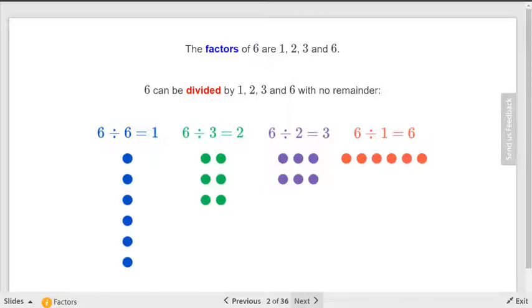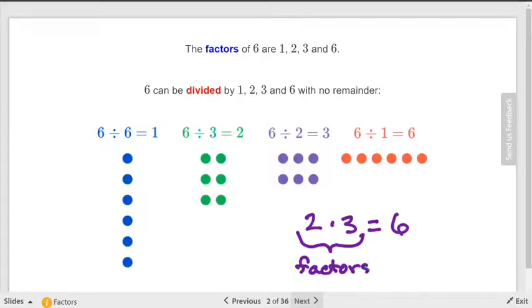Okay? So let me just write something down for you. This is the way I usually explain factors. Say you have 2 times 3. What is 2 times 3? 6. There you go. These two numbers that are multiplied together are the factors. So factors are always connected with what operation? What does that dot mean? Multiplication. So factors are multipliers.